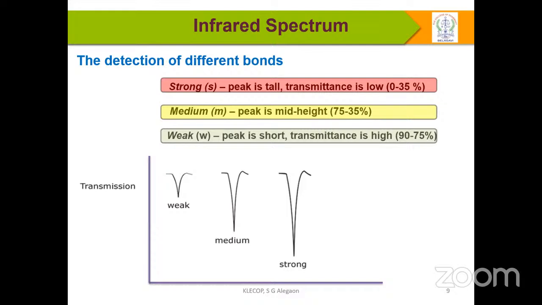Let us come to what we are going to observe when I look at the IR spectrum. Usually I am going to get three types of peaks. One is a strong peak, usually denoted by S, the medium peak M, and the weak peak W. Whereas in NMR, nuclear magnetic resonance, S means singlet and M means multiplet. But as of now, in an infrared spectrum, S means strong, M means medium, W means weak.